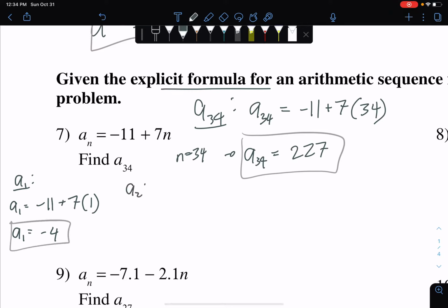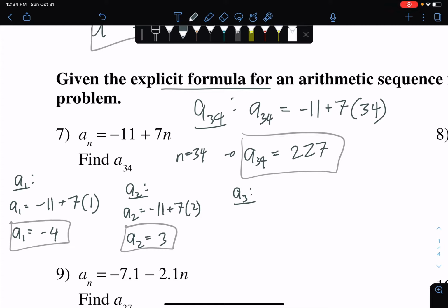For a sub 2, a sub 2 is equal to negative 11 plus 7 times 2. Our answer in the calculator says a sub 2 is positive 3. So for a sub 3 of number 7, a sub 3 is equal to negative 11 plus 7 times 3. We put it again in the calculator. Our answer would be positive 10.